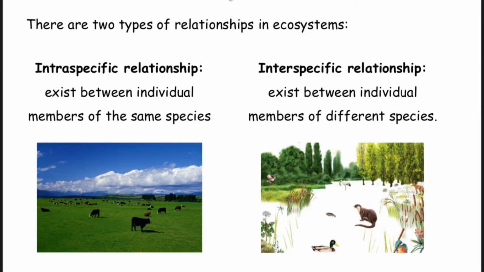There are two types of relationships in ecosystems: intraspecific relationship and interspecific relationship. Intraspecific relationship exists between individual members of the same species. Interspecific relationship exists between individual members of different species.